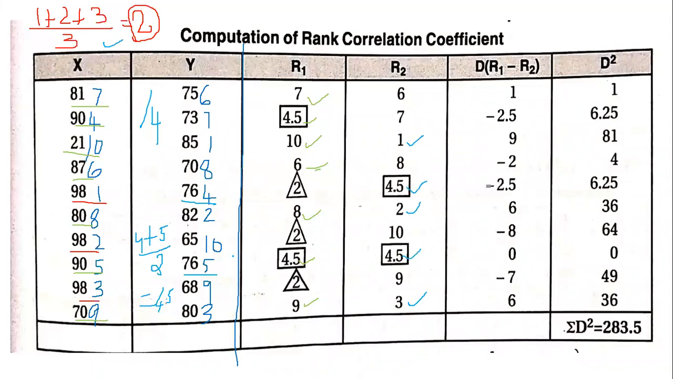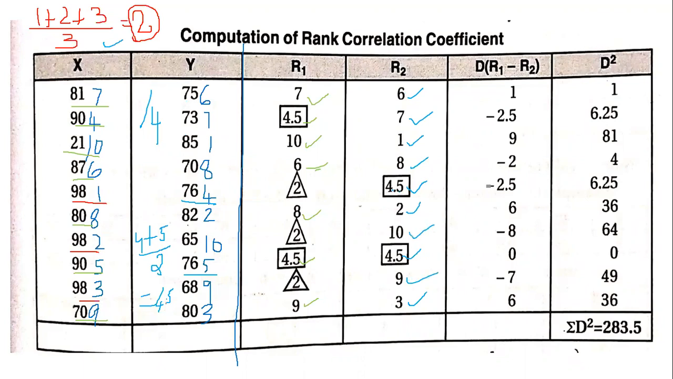Next, so fourth and fifth is over. Next, sixth rank, that is 75. 75 is not repeated anywhere, so sixth rank as it is. Seventh rank also same, 73 is not repeated. Eighth rank also not repeated. Ninth rank also not repeated. 10th rank is also not repeated.